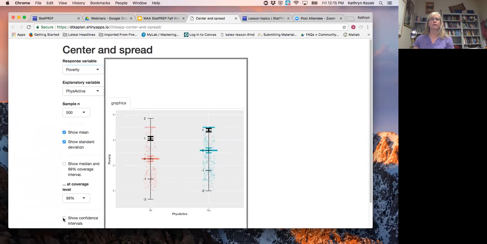I'm going to turn off the confidence interval. But looking here at the means, again, I like to use this to teach the idea of the means. And I can see, hey, there does seem to be a difference between those who are physically active and how much poverty they have. This is their poverty level. The lower the number, the more poverty they have. The higher the number, a little bit less poverty. So you can see where that fills in.